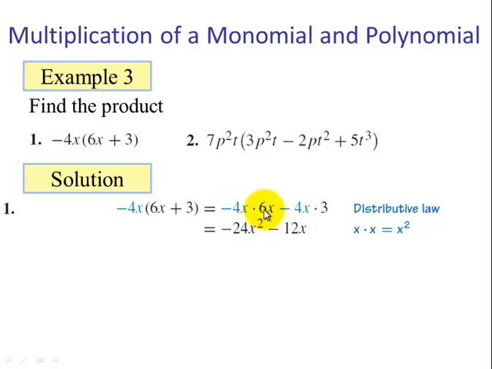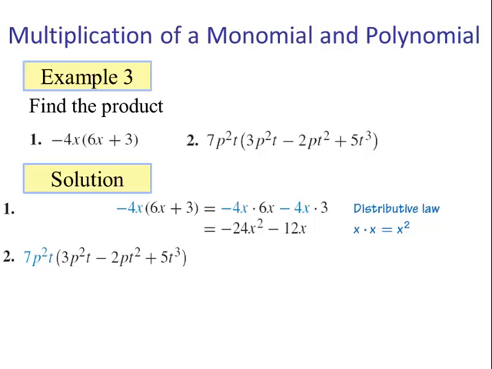Next, we multiply the coefficients. Negative 4 times 6 is negative 24, and x times x is x squared. We take negative 4, we multiply it by 3, we get negative 12, and there's only one x. So it's negative 12 times x.